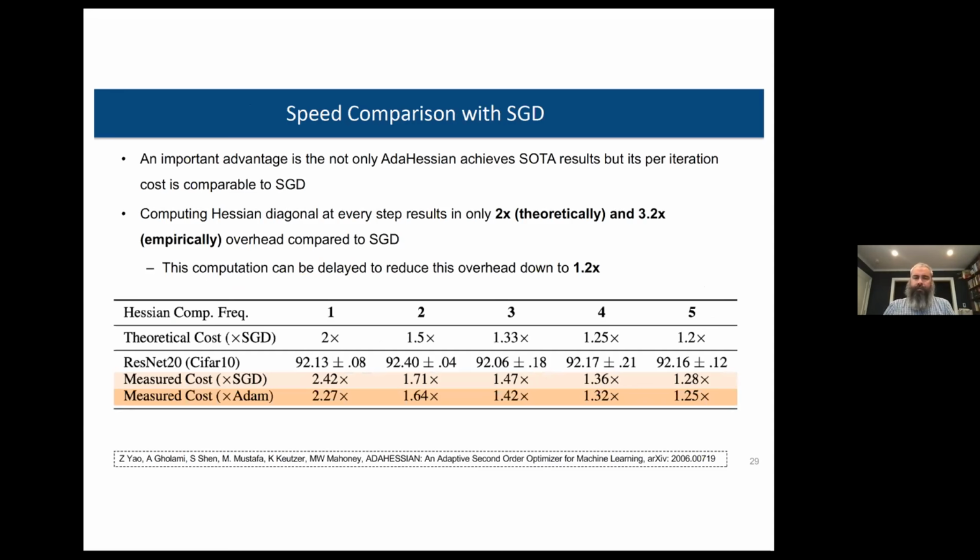So an important advantage of AdaHessian is not just that it achieves state of the art, but its per iteration cost is comparable to SGD. I showed you that equation, the Hutchinson thing, and I said the runtime should be something like twice as much. Basically it's because we fed the second order optimizer into the software and hardware infrastructure that's being designed for first order methods. And we need to do 2 backprops. And so theoretically, it's 2x.